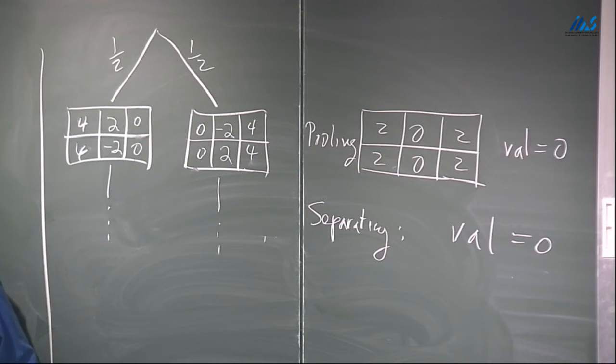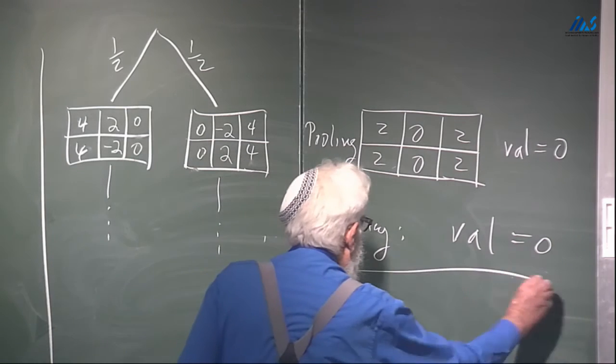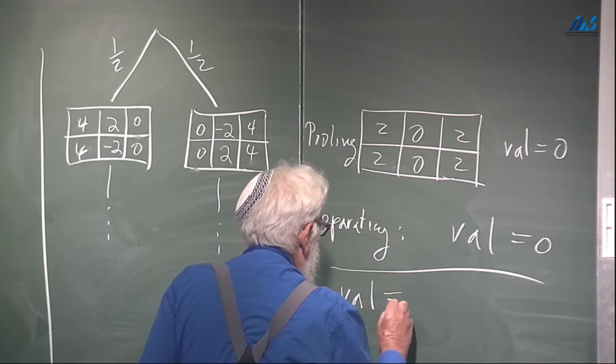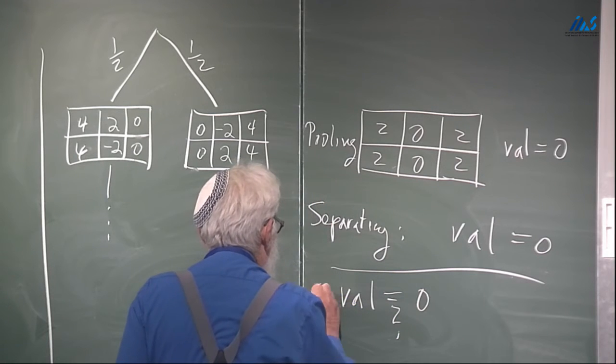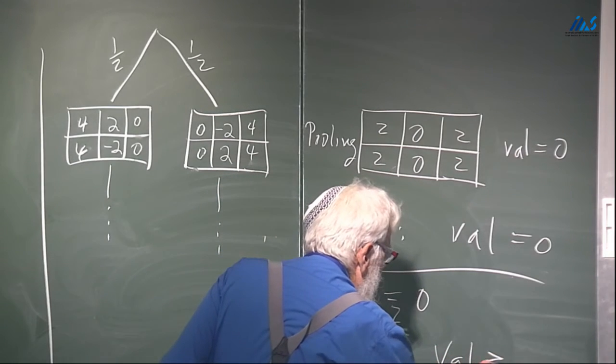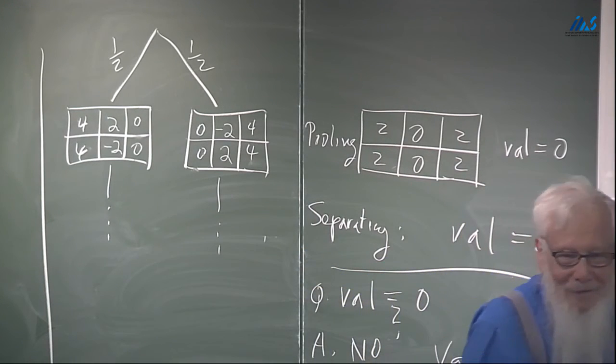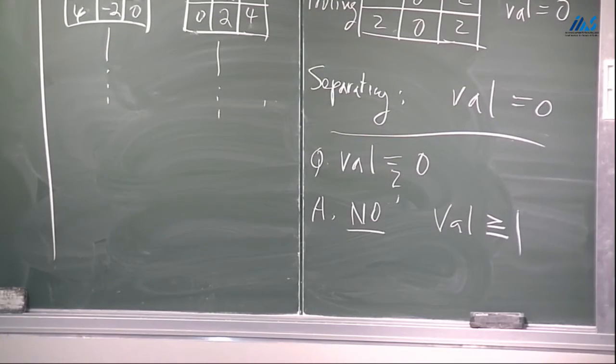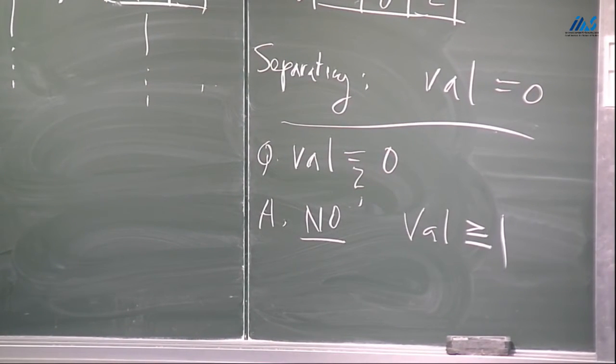So is the value in fact equal to 0? No, the value is not 0. Question, answer, no. Value is greater than or equal to 1. Okay? What I have to show you is that in fact the value is 1, but at this point I'm just going to claim that the value is greater than or equal to 1. All right? Now, how can player 1 get at least 1? What can he do in order to assure himself of 1?